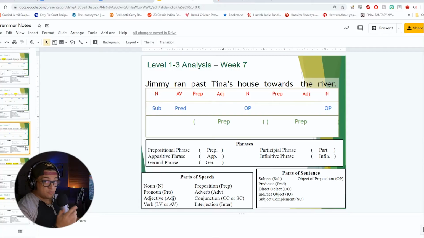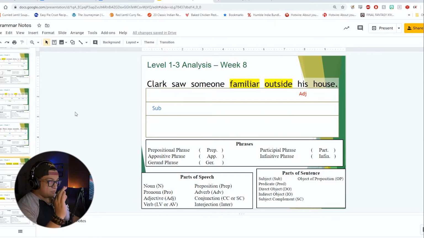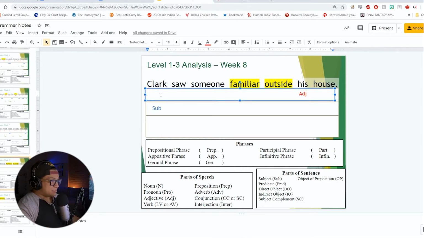Alright, let's do a little bit of a rewind on the story. Week 7, 2 weeks ago, Jimmy ran past Tina's house towards the river. That's what happened back then. Last week, Clark saw someone familiar outside his house. Who is Clark? I don't know. We're gonna find out though. But let's review this before we get into what happens next in the story.